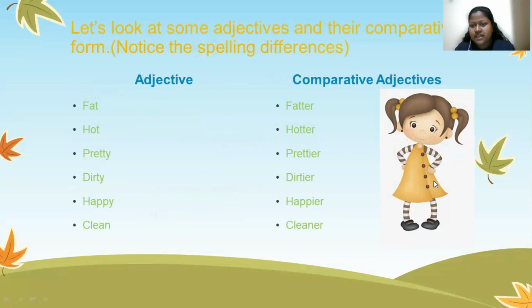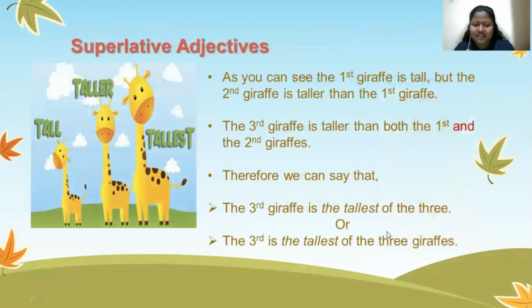Now let's look at some adjectives and their comparative form. I want you guys to notice the spelling differences. Fat becomes fatter, and as you can see, we have not only added er to the end of the word, we have also added an additional t. Same in hot. When it becomes the comparative form, it becomes hotter with an extra t. Pretty. There's a y at the end of the word pretty. We remove the y and then we add ier. Instead of just adding er to the y, we remove the y and then add i and add er. Then it becomes prettier. Same in dirty and in happy as well. Clean, cleaner is just the simple form. We only add er to the end.